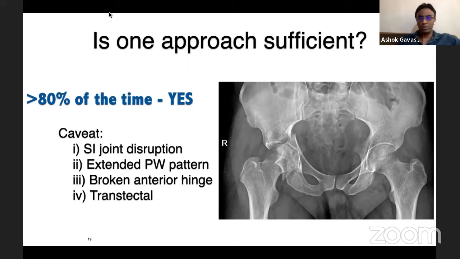Transtectal fractures, because it is difficult to control the other limb at that level, and you also need an anatomical reduction. And the fourth one would be when you have an associated extended posterior wall pattern. I think these things will be discussed in the coming talks.